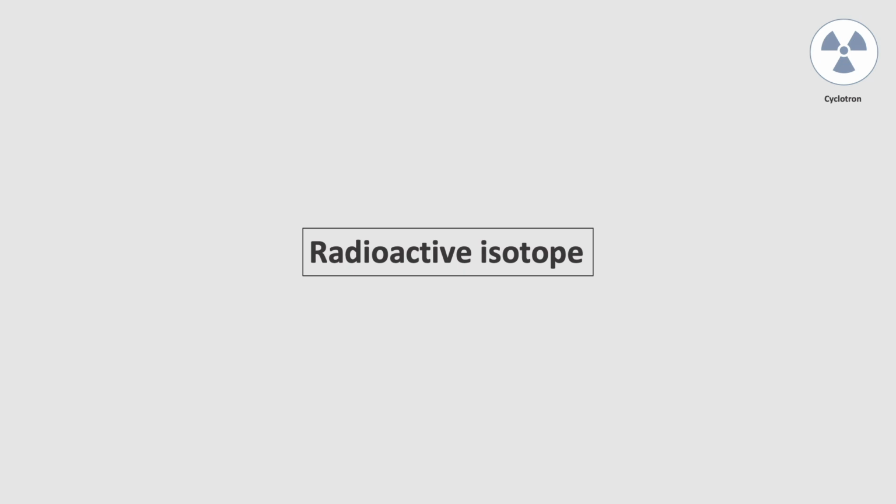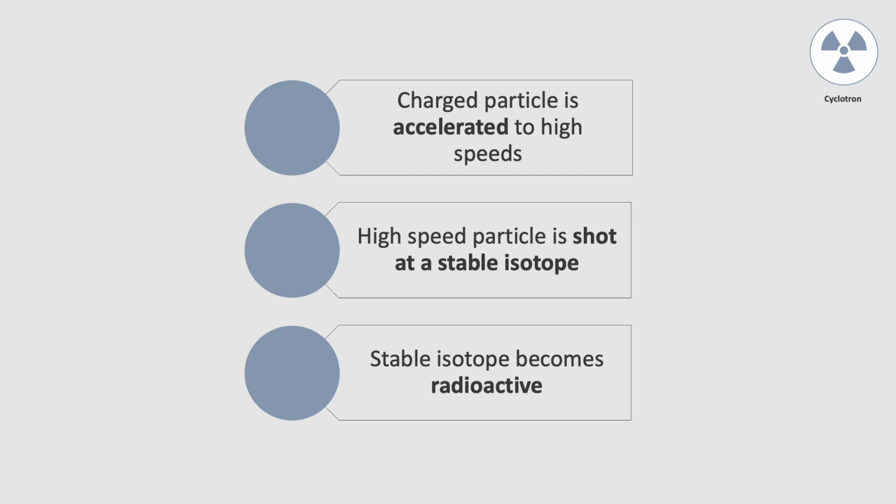The first part of the radio tracer, called the radioactive isotope, is typically produced in a cyclotron. A cyclotron is also known as a particle accelerator. In a nutshell, the goal of a cyclotron is to accelerate a charged particle to high speeds, at most, typically a third of the speed of light, and to shoot that high speed and high energy particle at a stable isotope. As a result of the charged particle colliding with the stable isotope, the isotope becomes radioactive.